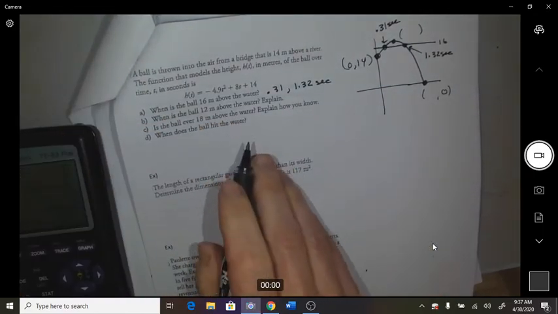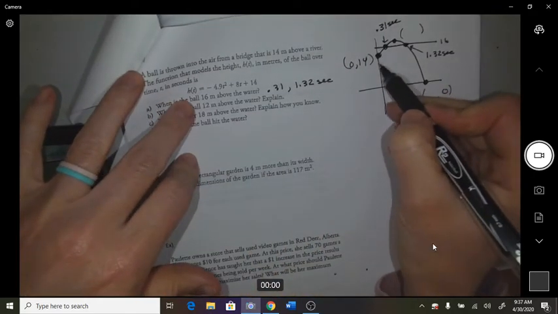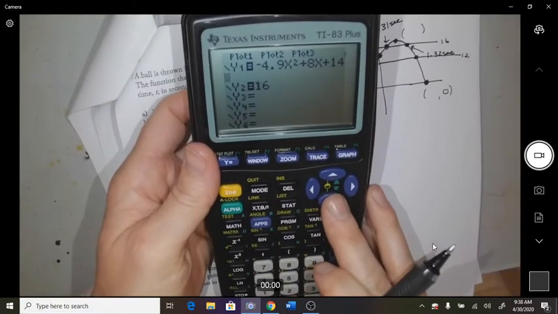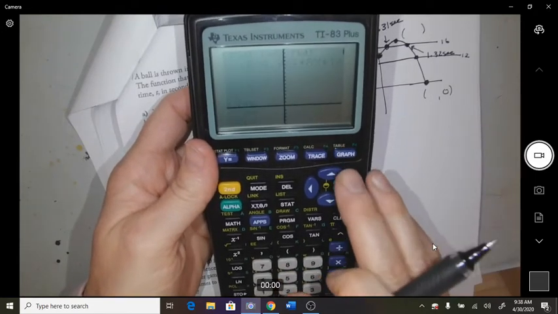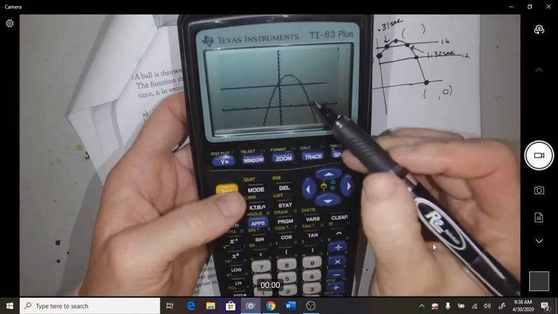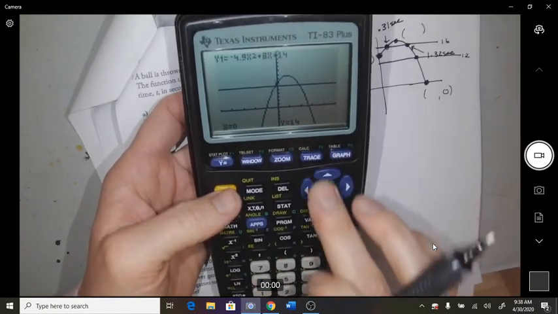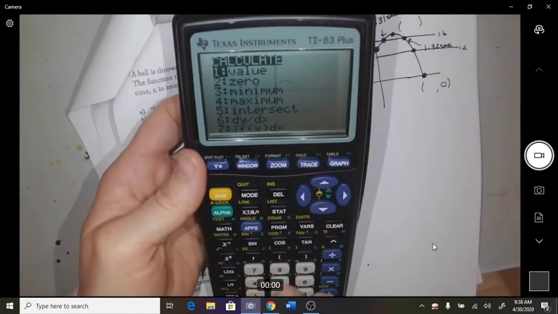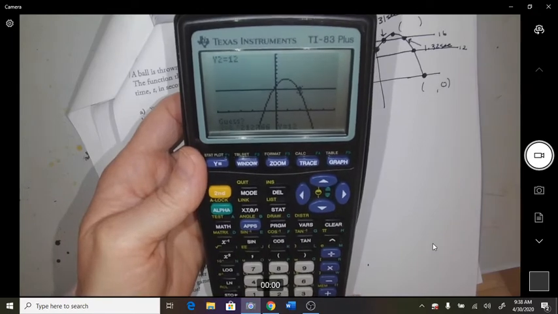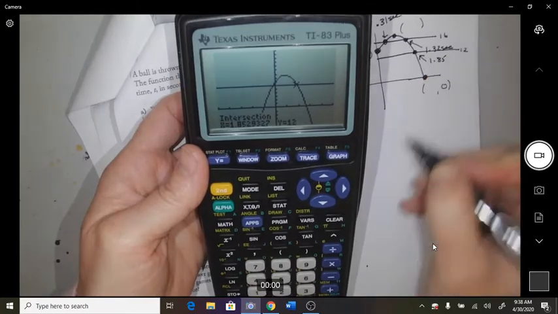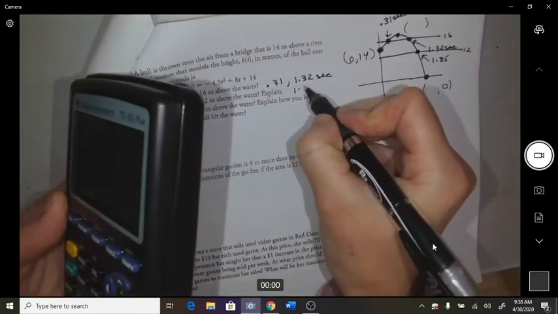When is the ball 12 meters above the water? So if this is 14, 12 is going to be down here. So in my calculator, I'm going to get rid of the 16 now, and I'm going to go with a 12. Okay, so I'm trying to find that intersection. So I'm actually going to move my cursor over there. Okay, so calculate intersection. 1, 2, 3 enters. So that intersection is at 1.85 seconds.